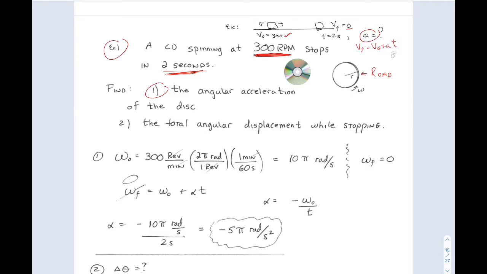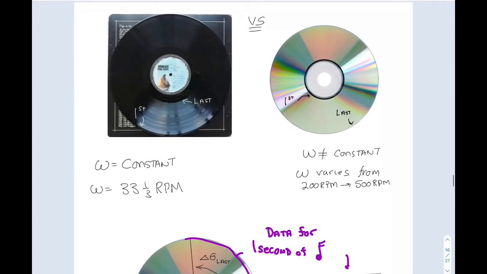So I have a CD spinning at 300 revolutions per minute. They still sell CDs, and some people still use CDs, but I want to skip 1 page and come back to this. I want to look at a 12-inch vinyl record versus a compact disc. These are not to scale. Remember, the CD is smaller than the record. So what's the difference between how these things work?